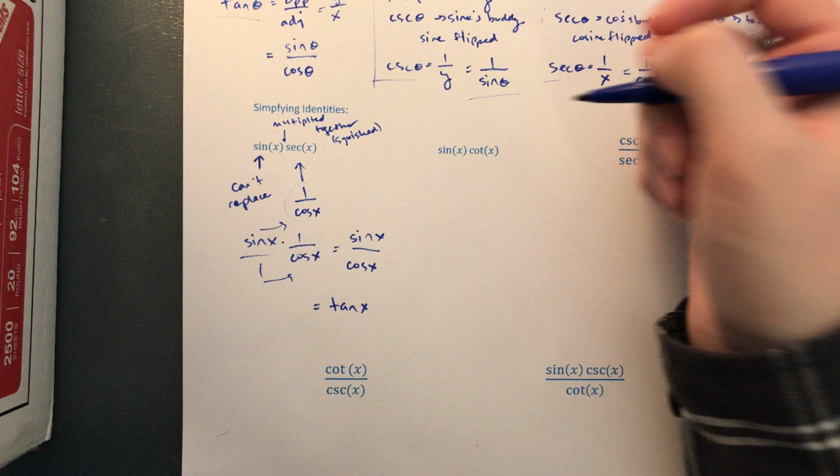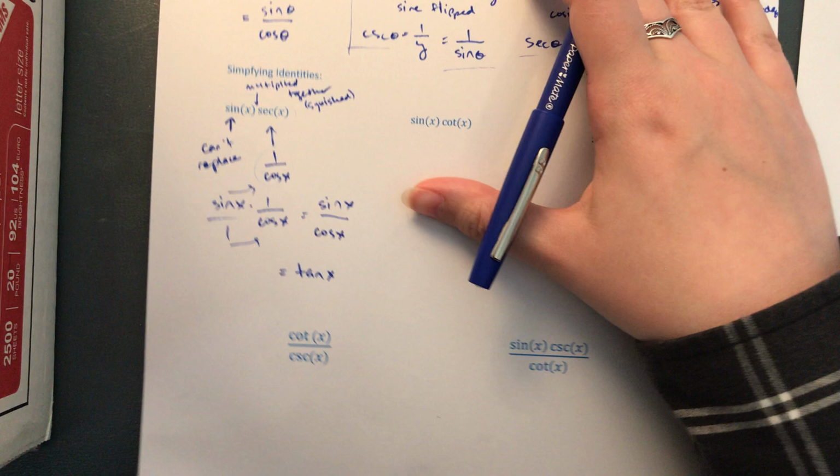So the point of learning how to do this manipulation is so that you can take algebraic functions that look scary and turn them into something simple that you can identify things about.